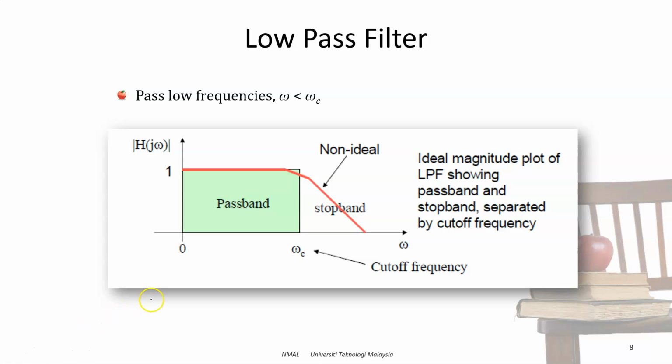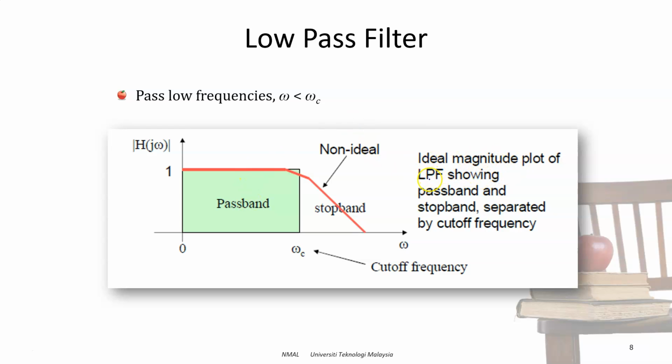Now we'll look at the low pass filter. For the low pass filter, the frequency that can pass is less than omega c. Omega c is our cutoff frequency. Any frequency that is less than omega c can go through this filter. It means that this filter only allows lower frequencies.